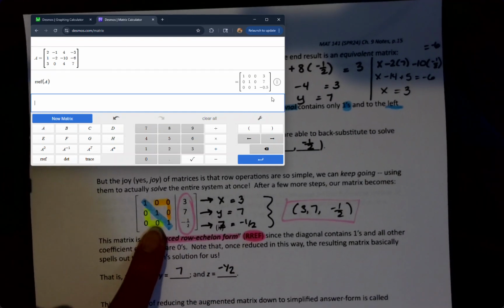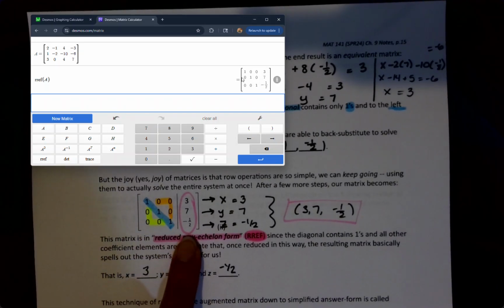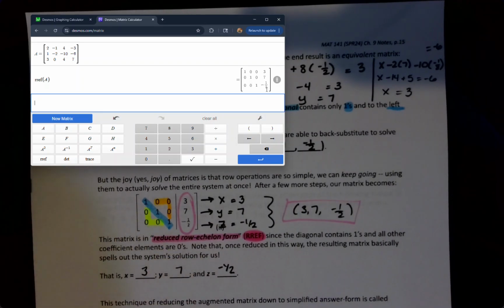I can even turn it back into fractional form, and then it matches exactly with what I see in my paper here. 1, 0, 0, 3; 0, 1, 0, 7; and 0, 0, 1, -1/2. So this is how we are going to be solving these matrices. I did work through one of them by hand to get it into the RREF format to see what the process behind the scenes is. But for the most part, if we're setting things up in matrix format, we're setting this up for maximum efficiency. And so we would like to use the calculator to do all of our matrix operations.